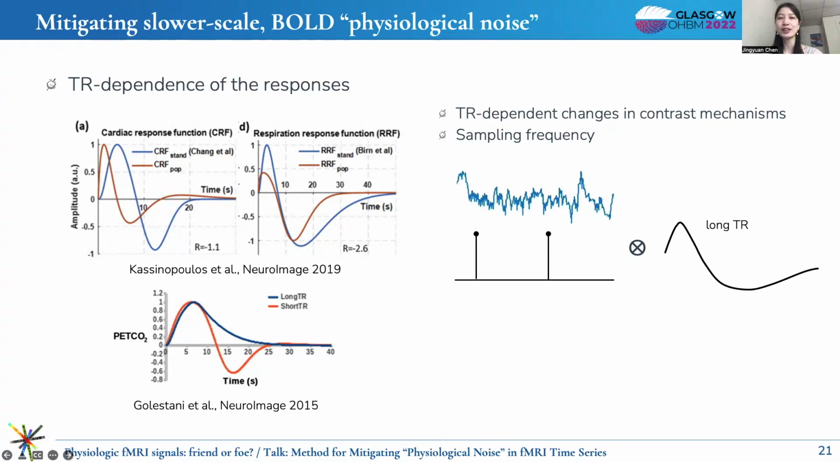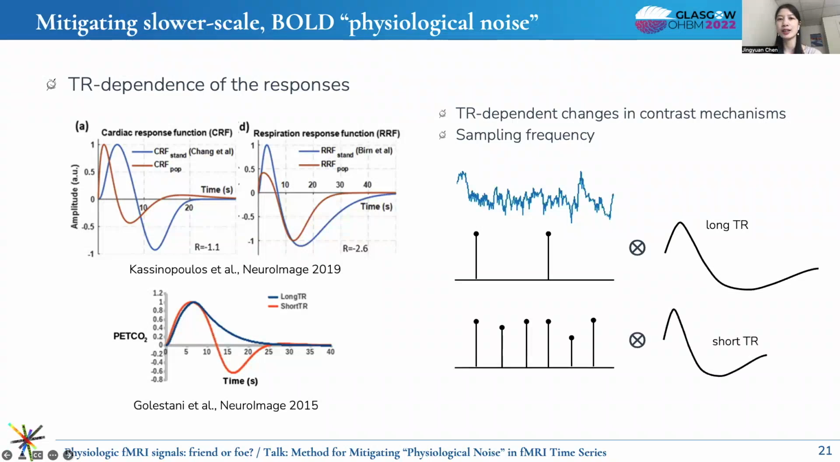For instance, if you have a longer TR, you sample the data at longer intervals and you come out with a kind of delayed response. But when you have a shorter TR, you actually sample the traces at faster scales. And to achieve the same measurements, you are going to have shorter TRs here.